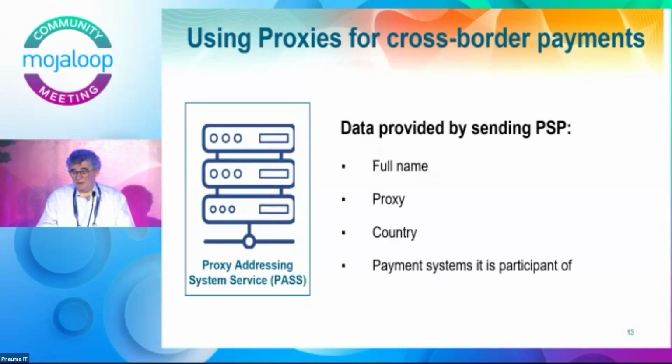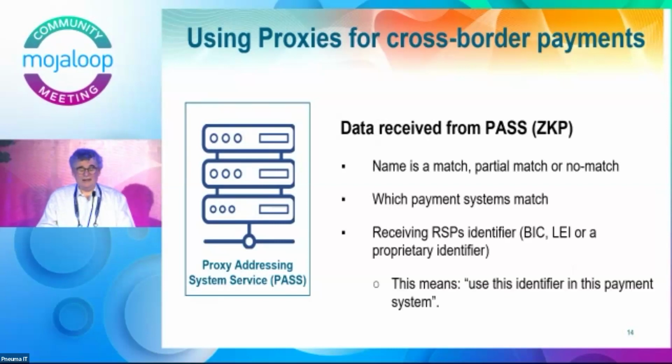A sending PSP will send probably the full name, proxy, a country, and typically the payment systems it belongs to. It may also send additional information that might be used in CFT evaluation, for instance. But the point is, it sends the information that it knows. It gets something back that basically says whether a name is a match or a partial match or no match.